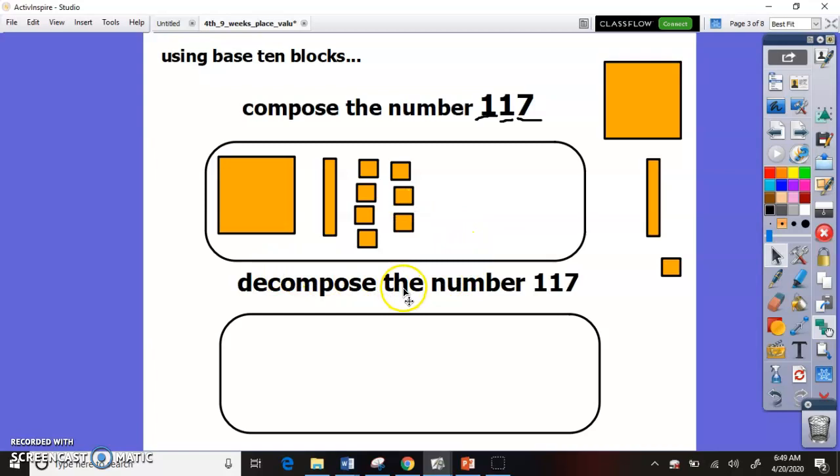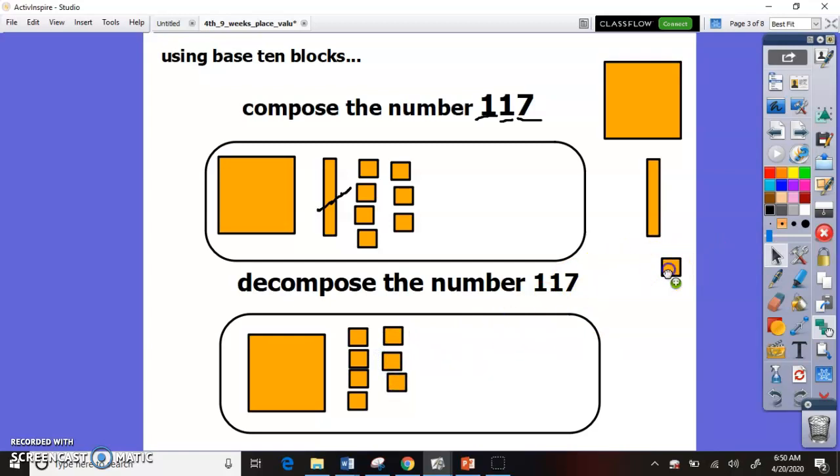Now when I decompose this number, I'm going to break this number apart and then show it in a different way. So to do that, I'm going to mark out this 10. So then I still have 100. This 10 is now going to become 10 ones. 1, 2, 3, 4, 5, 6, 7, 8, 9, 10. But I also have to add my 7 ones.